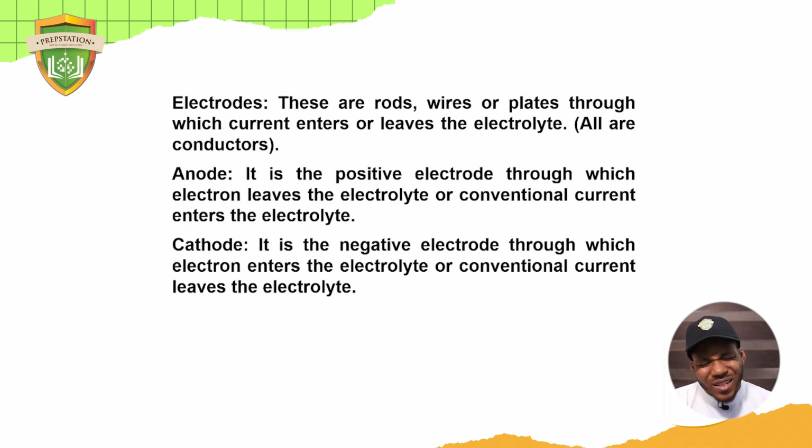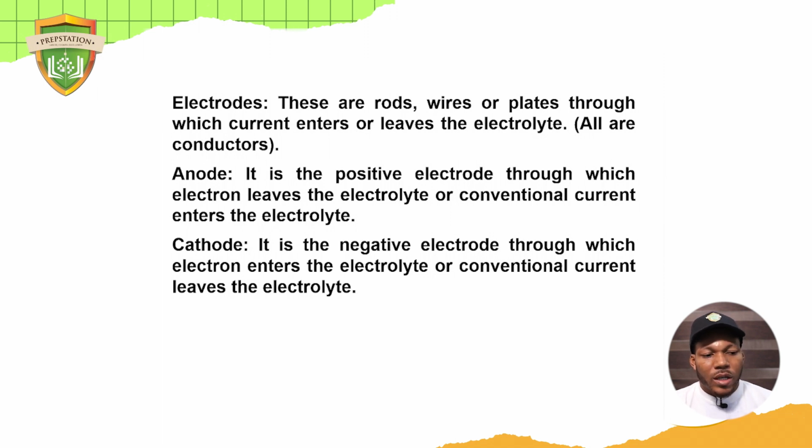The anode is a positive electrode which allows electrons to leave the electrolyte or allows current to enter into the electrolyte. Now, the work of the anode is of two types. One, it allows electrons to leave. The other way around, it allows current to enter into the electrolytic cell. Whereas the cathode does the opposite work.